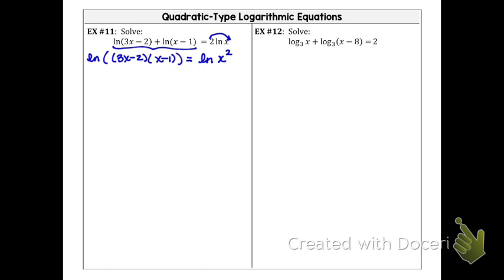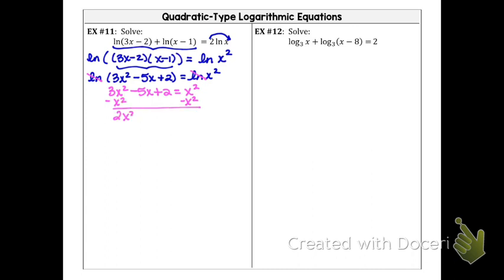So I'm going to work out this piece inside here. So I have the natural log of 3x squared minus 3x minus 2x, so minus 5x plus 2, equals that natural log of x squared. Now because I have a natural log equal to a natural log, those will cancel. And so we know that 3x squared minus 5x plus 2 equals x squared. And now we can just solve that. So let's subtract the x squared over. So 2x squared minus 5x plus 2 equals 0.